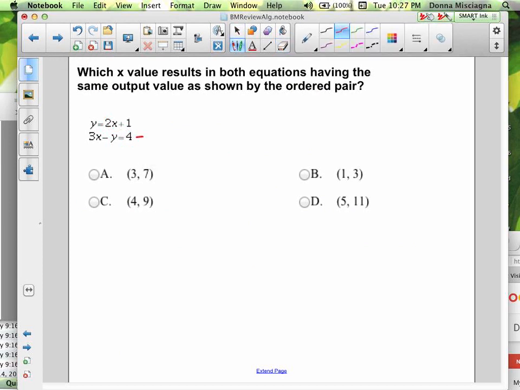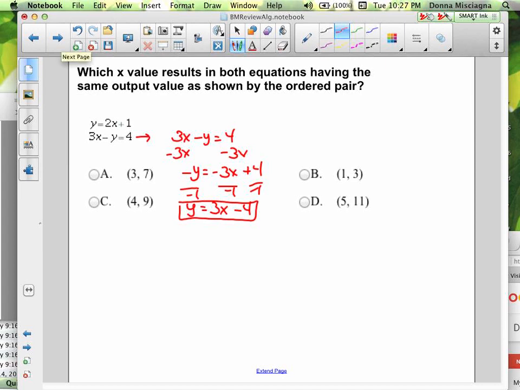So this one, we'll just isolate y here. So we have, we'll subtract 3x from both sides. I'm just going to write it though. 3x minus y equals 4. We'll subtract 3x. So we have negative y equals negative 3x plus 4, and then divide everybody by negative 1. So y equals 3x minus 4. Okay, so now that's isolated, and we can take that 3x minus 4 and replace it with y in the other equation.